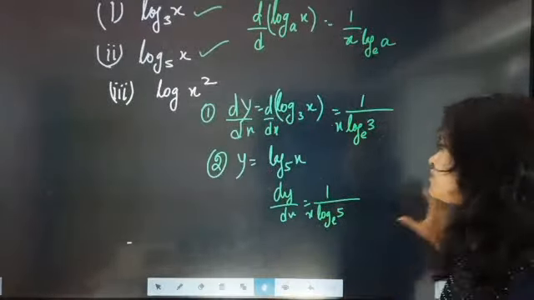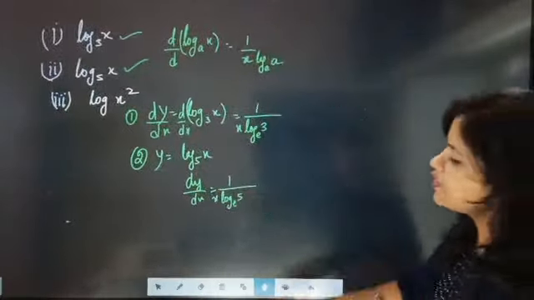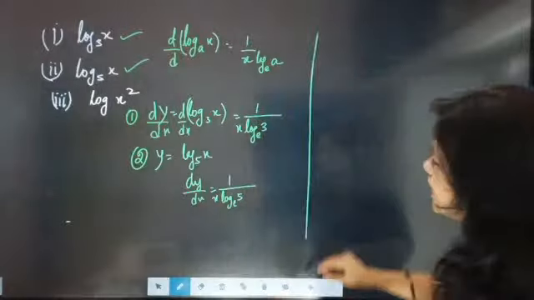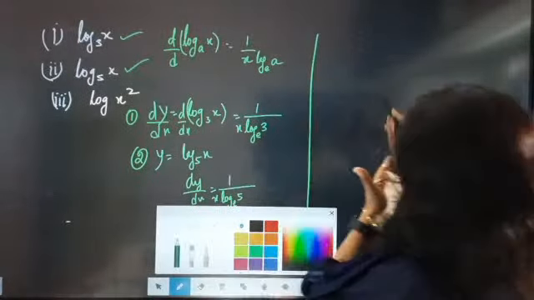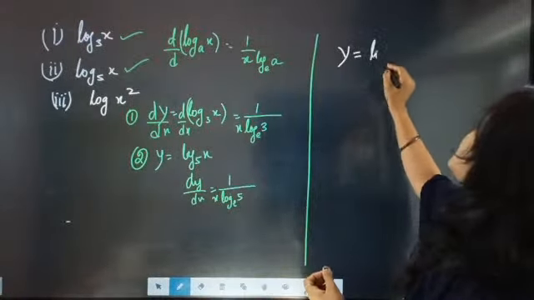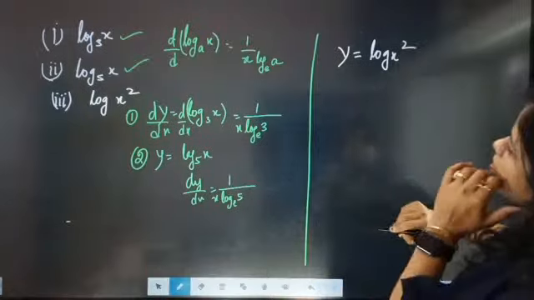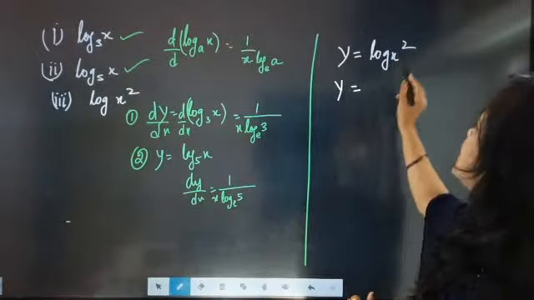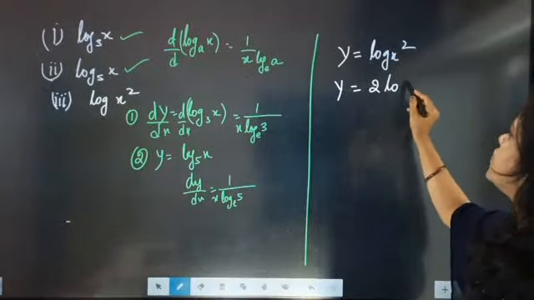Is coming as 1 by x. So next what we are going to do is log of x square. So now y will be equal to log of x square. The simple way is you can write 2 outside, so it will become 2 log x.